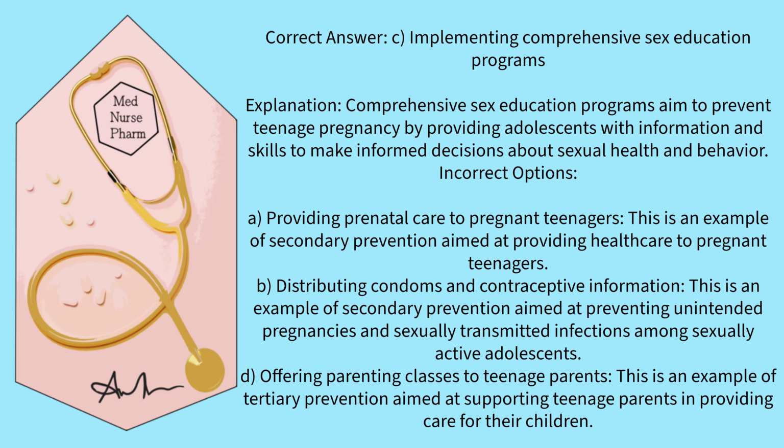If you chose option C, you are correct. Implementing comprehensive sex education programs. Comprehensive sex education programs aim to prevent teenage pregnancy by providing adolescents with information and skills to make informed decisions about sexual health and behavior.